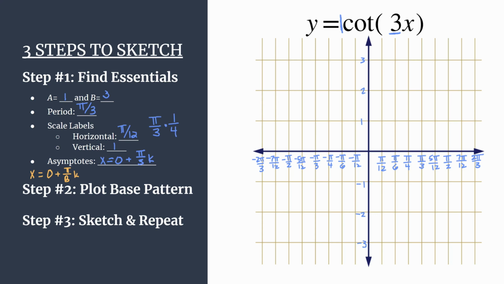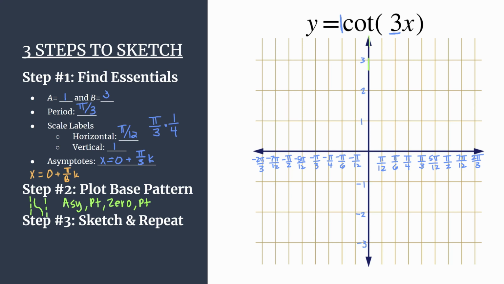So step 2 is to plot the base pattern. So the base pattern for a cotangent graph, recall, is asymptote, curve shaping point, that's kind of your upper one, 0, or x-intercept, and then your kind of lower curve shaping point. Because remember, a cotangent graph roughly looks like this. That's the general shape. So let's go ahead and plot our first cycle of this graph.